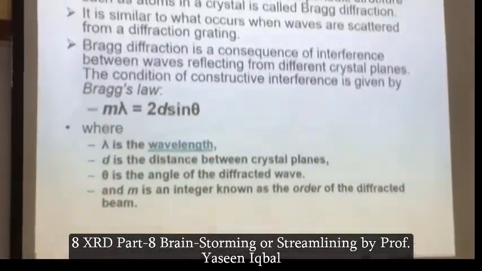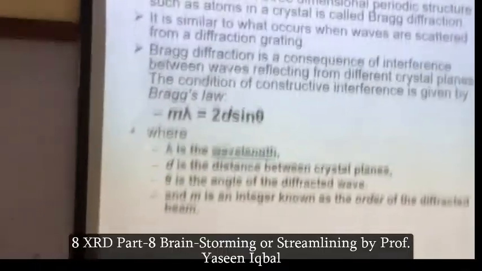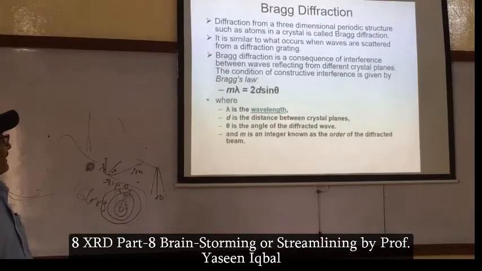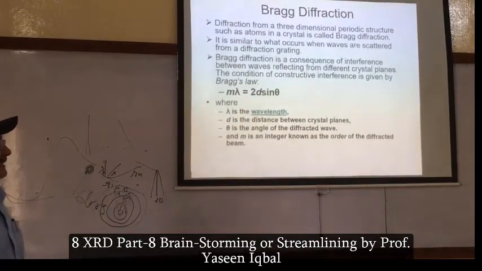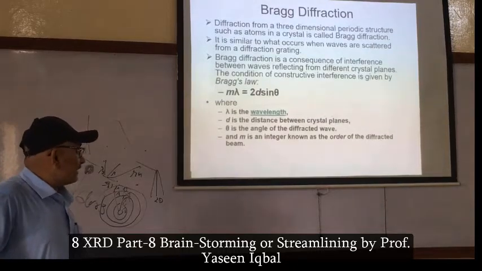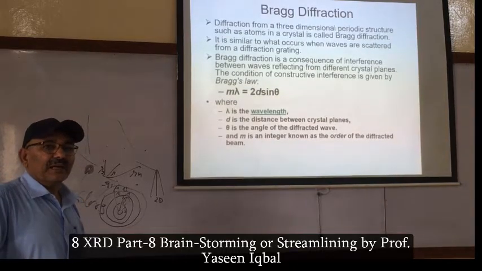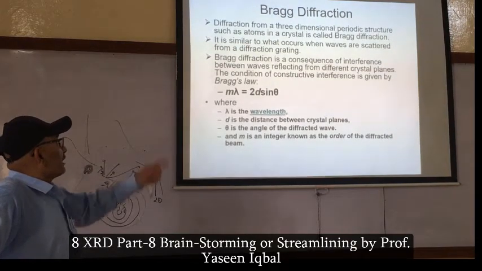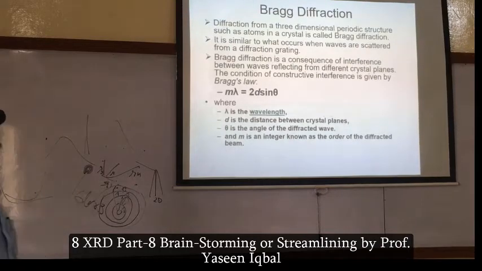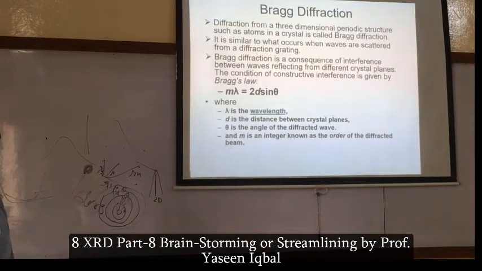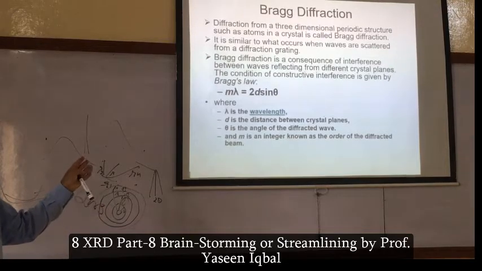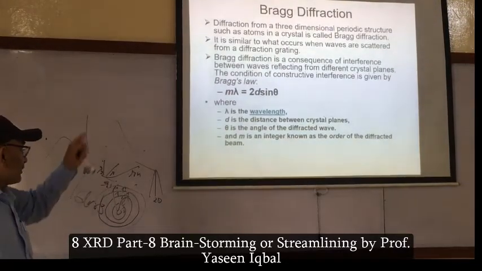Bragg's law. Diffraction from a three-dimensional periodic structure, such as atoms in a crystal, is called Bragg's diffraction. I have forgotten the comma S. It is similar to what occurs when waves are scattered from a diffraction grating, right? When waves are scattered from a diffraction grating, in the same way, Bragg's law is doing.